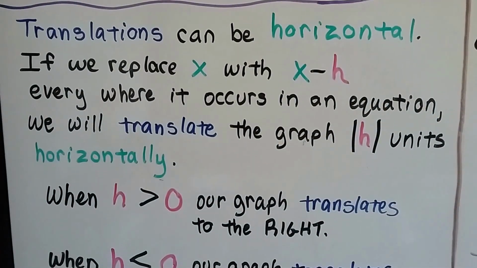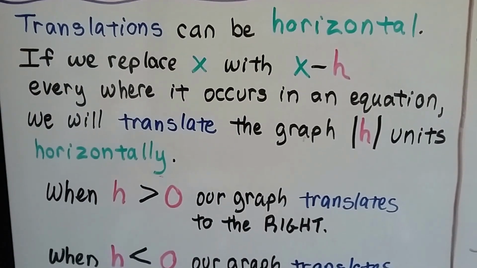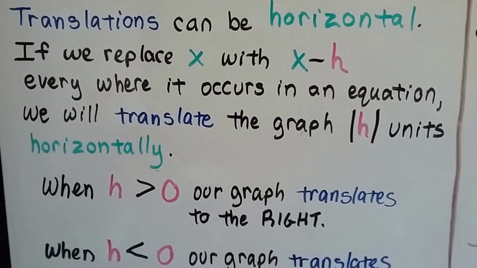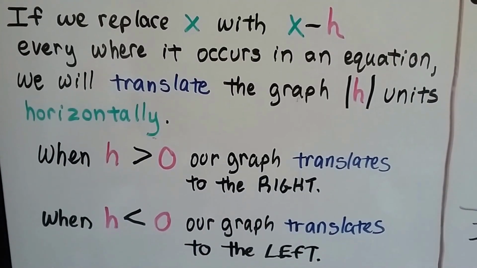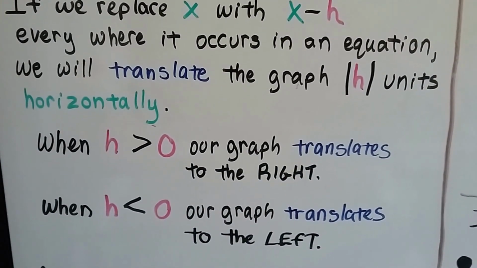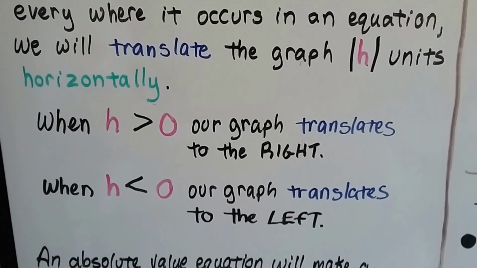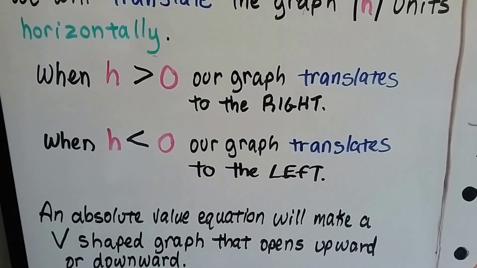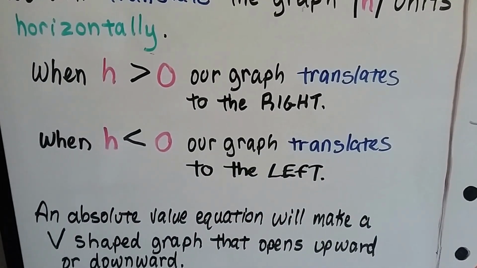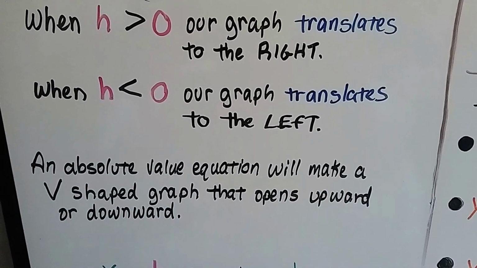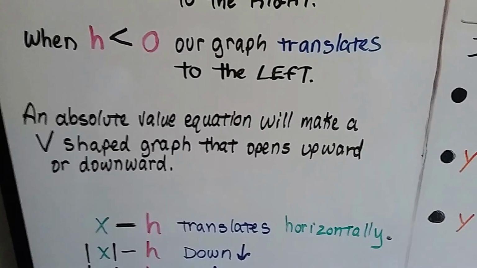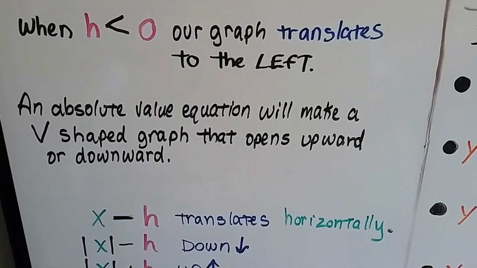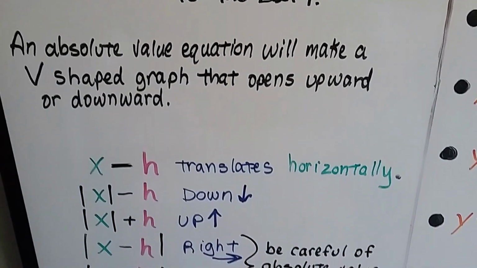Translations can be horizontal. We talked about vertical translations in the last video. If we replace x with x minus h everywhere it occurs in an equation, we'll translate the graph h units, the absolute value of h units, horizontally. When h is greater than 0, our graph translates to the right, and when h is less than 0, our graph translates to the left. And an absolute value equation will make a V-shaped graph that opens upward or downward.